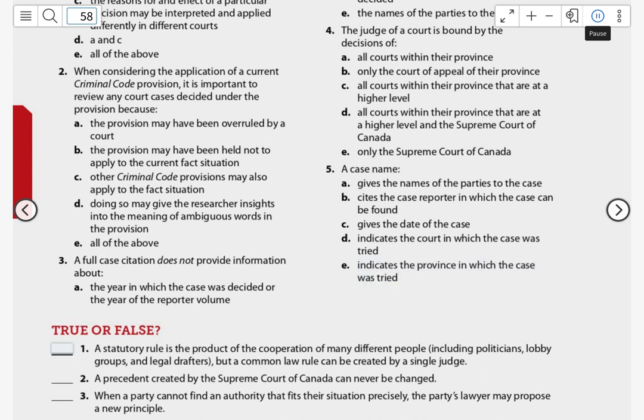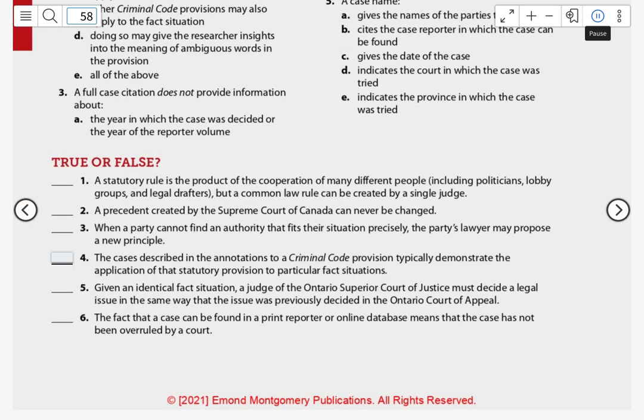True or false. 1. A statutory rule is the product of the cooperation of many different people, including politicians, lobby groups, and legal drafters, but a common law rule can be created by a single judge. 2. A precedent created by the Supreme Court of Canada can never be changed. 3. When a party cannot find an authority that fits their situation precisely, the party's lawyer may propose a new principle.